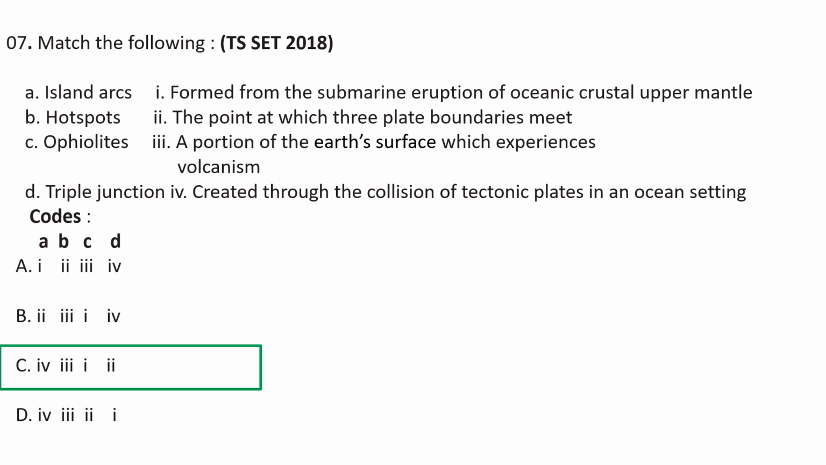So that means the island arcs. What are the island arcs? Island arcs are created through the collision of the tectonic plates in an ocean setting. And coming to hot spots, hot spots are a portion of the earth's surface which experiences volcanism. And ophiolites are formed from the submarine eruption of the oceanic crust and upper mantle. And triple junction is nothing but the point at which 3 plate boundaries meet. Hence C is the correct answer.